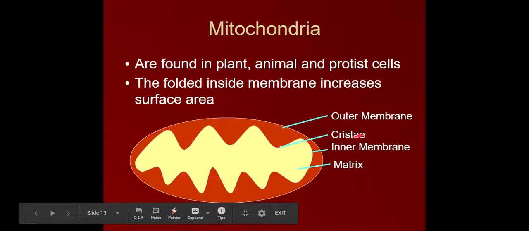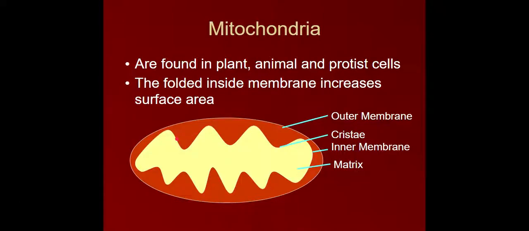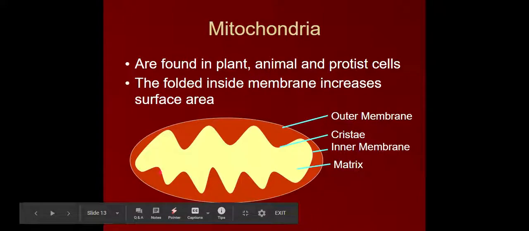Okay, we've also got something called the cristae. Now the cristae are the folded inner membrane parts here. We can see it is all folded, and those are known as cristae. And we've also got the matrix, which is the space inside here of the mitochondria.